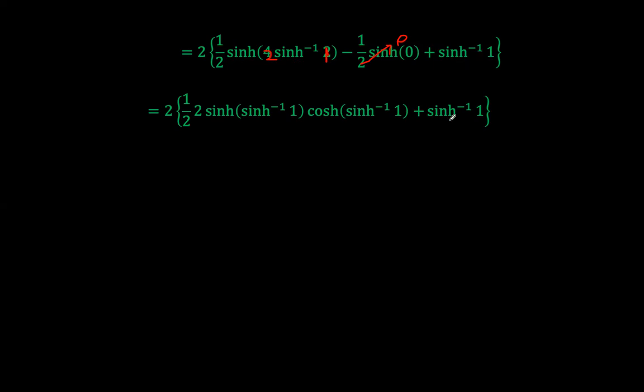And then here we have arcsinh of 1. So this goes to 1 definitely, because it's the sinh of arcsinh of 1. So this goes to 1. Sorry, it goes to 1, I apologize. And then this and this cancel to 1. So now we are left with 1 here, and then 1 here.